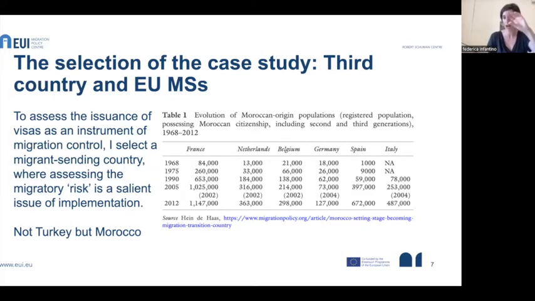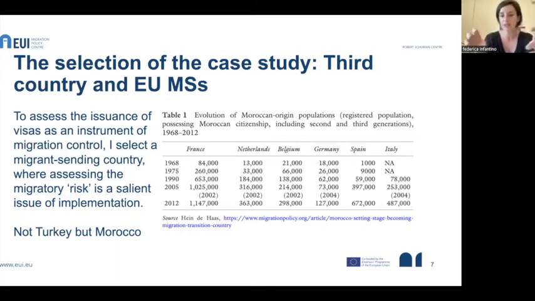So the highest numbers of immigrants are Turkish or Moroccans. Turkish are overrepresented, in particular in Germany. Moroccans are spread more in European member states. In relatively old immigration states and new immigration states, and in fact, if we look at this table, we will see that Moroccan origin populations are important numbers in France, the Netherlands, Belgium, Germany, Spain, and Italy. So old immigration countries and new immigration countries.